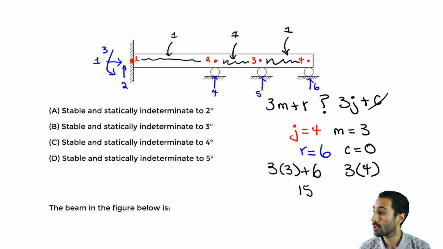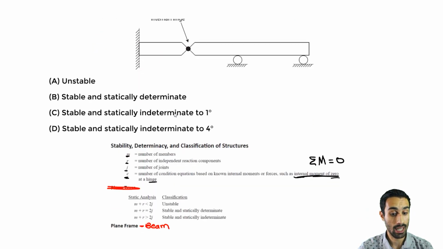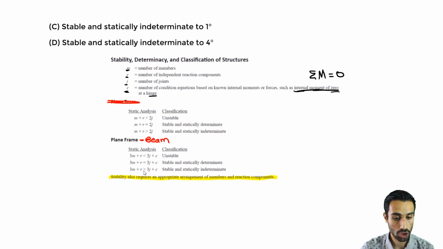And 3 times 4 gives us 12. And we know 15 is bigger than 12. So the left side is bigger. And that tells me it's indeterminate, right? As shown here, the left side is bigger, indeterminate.